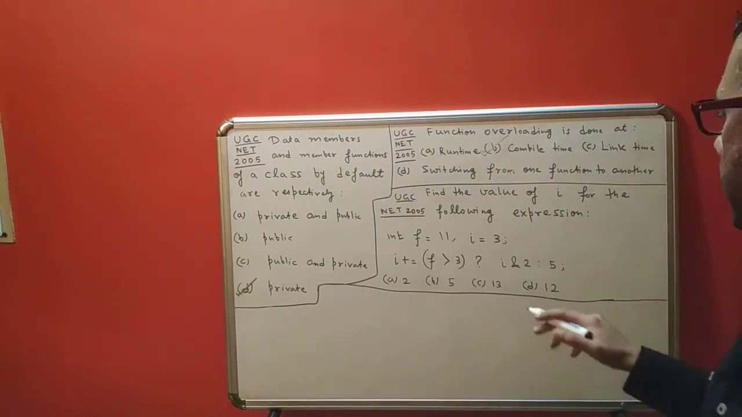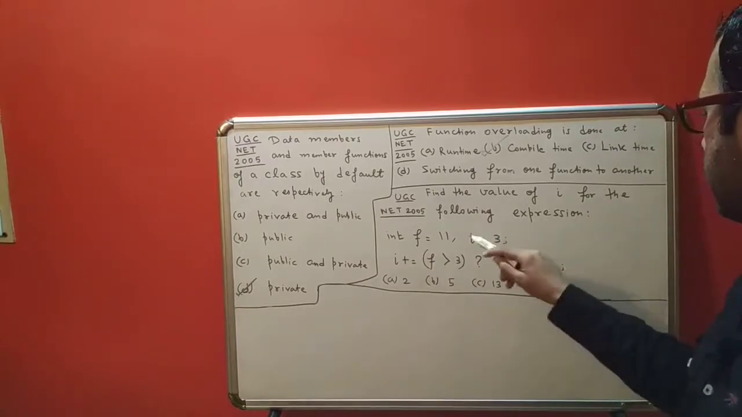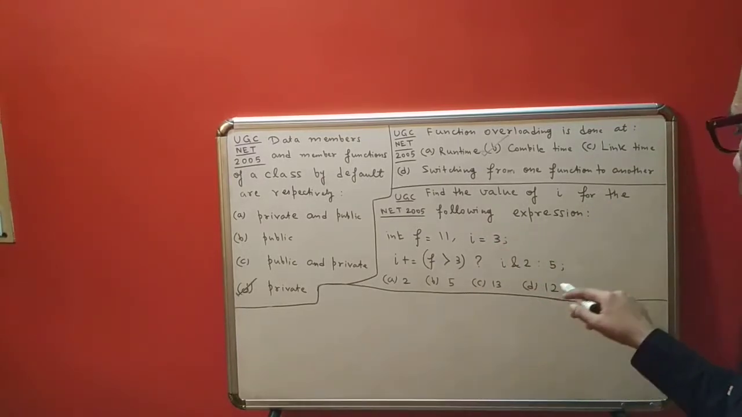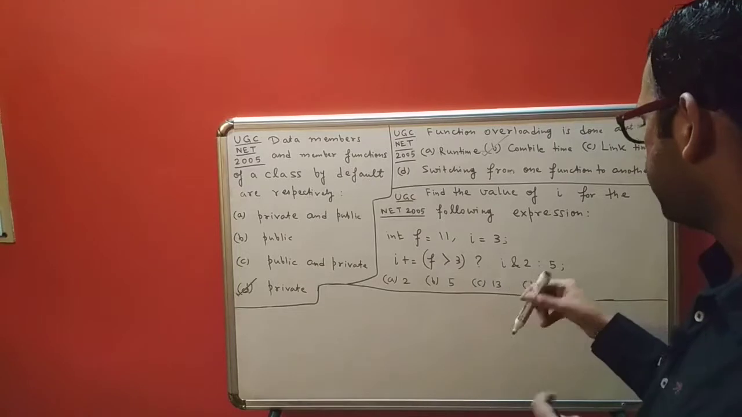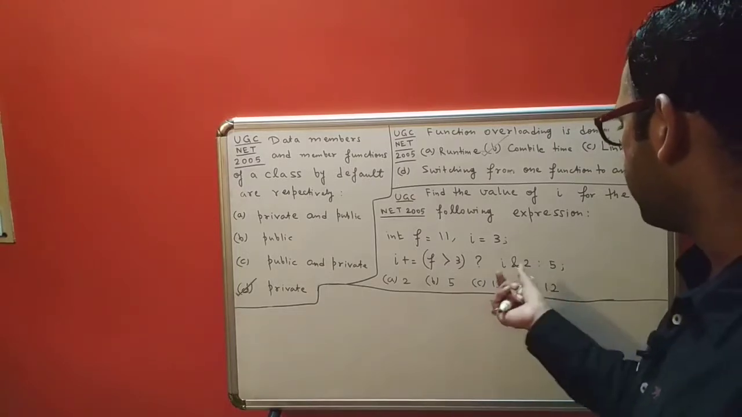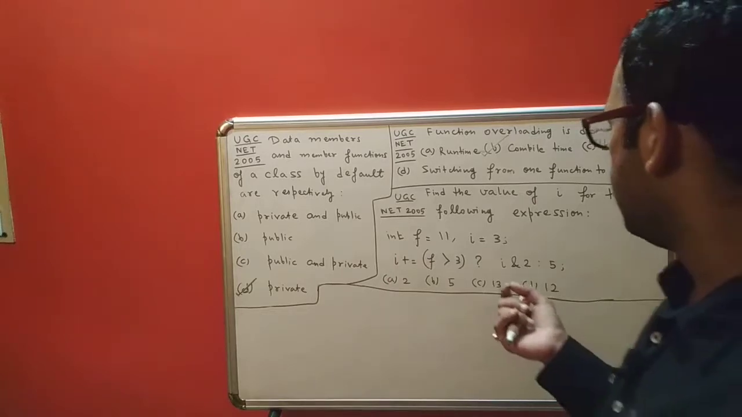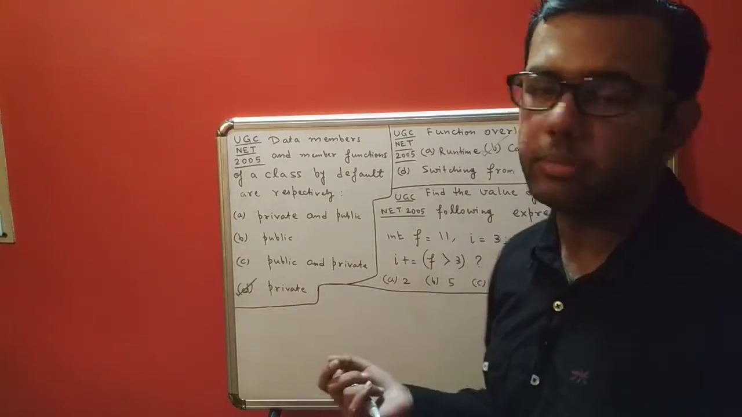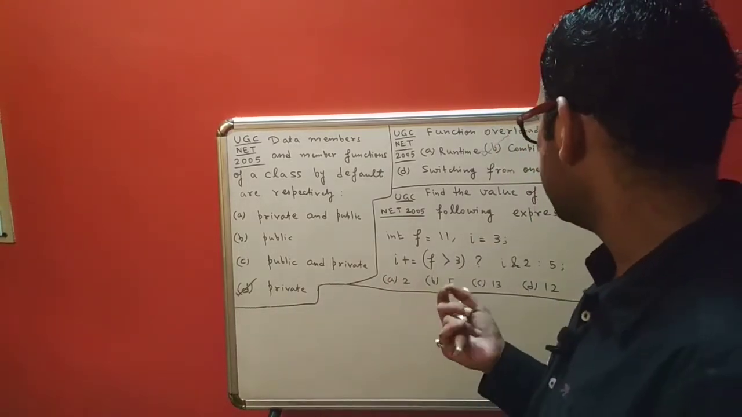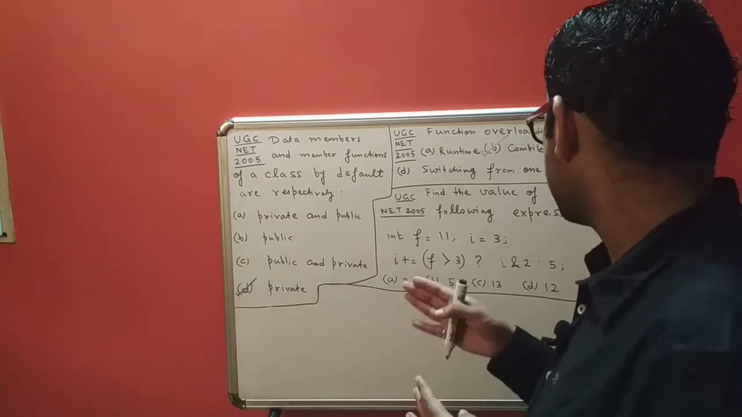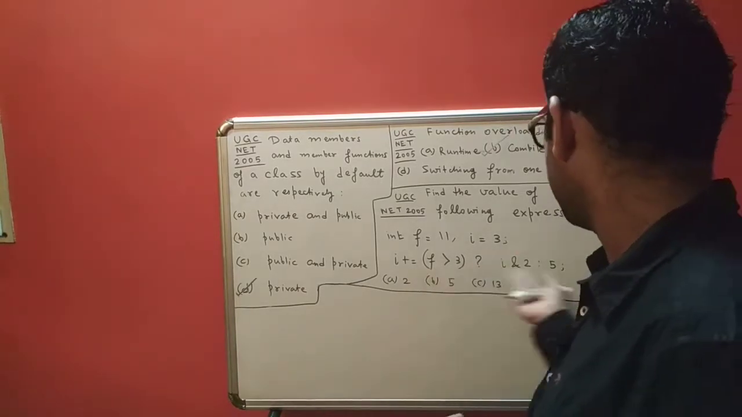Now, coming to the last question, find the value of I for the following expression. Now, we have been given this expression and we have to do some mathematical calculations. So in order to solve such questions, one thing we could do is look up the operator precedence table, which will tell us the order in which this expression should be evaluated, because we have a number of operators here.